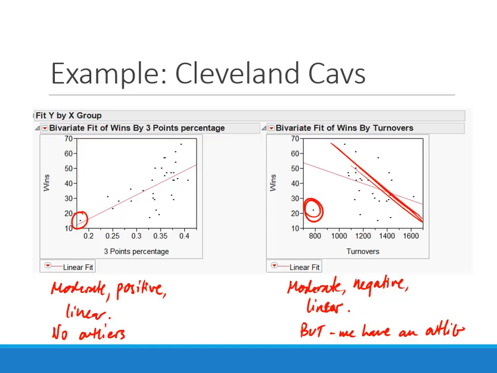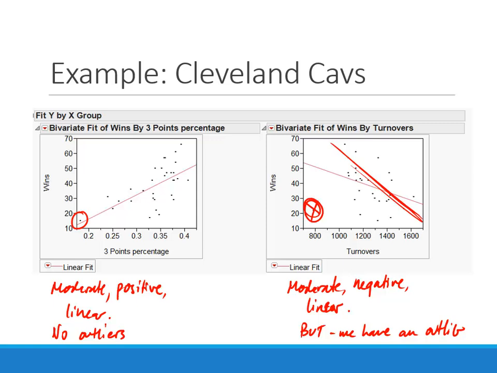Okay, well then that would be why. And I think we're looking at total turnovers here. So there we go, there's why I removed that point. But the point is, if you see an outlier, you should go back to your data and look at what's going on with that point.